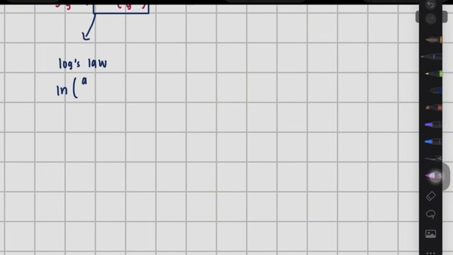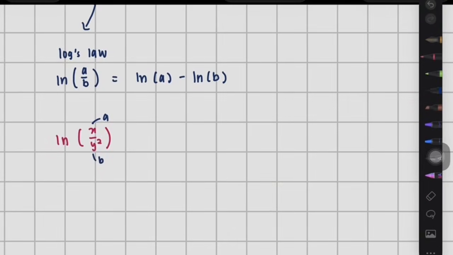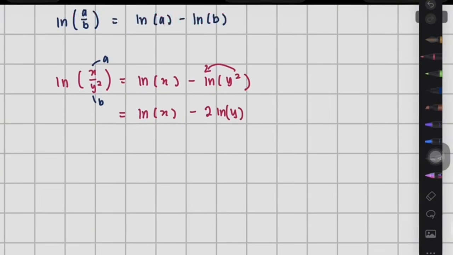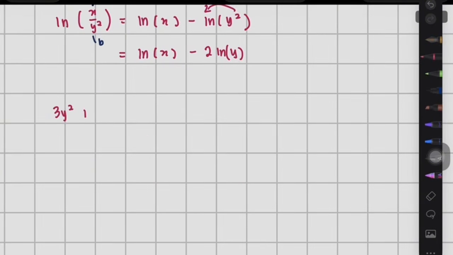Log's law is ln a over b equals ln a minus ln b. Then you can label x as a and y squared as b, so it equals ln x minus ln y squared. Then we differentiate y squared, so we bring the power of 2 to the front, so it becomes ln x minus 2 ln y.